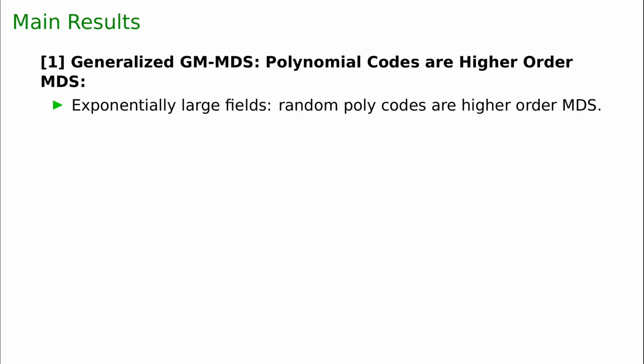Let's now discuss the main results. In our first paper, Generalized GM-MDS: Polynomial Codes are Higher Order MDS, we show that over exponentially large fields, what are known as random polynomial codes are higher order MDS.